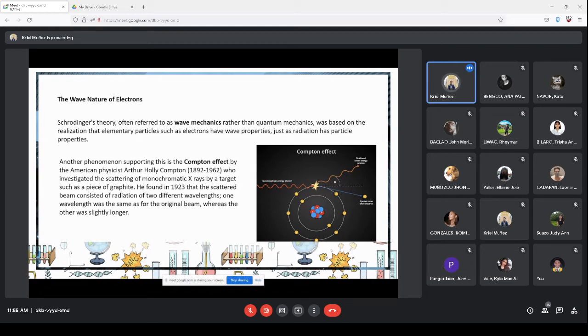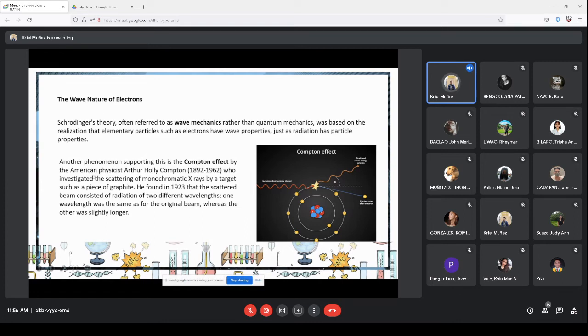Another phenomenon supporting this is what we call the Compton effect. Actually, class, yung reason kung bakit sila nag-come up with having the duality principle for light is because of the black body radiation. That's one. And then the photoelectric effect. Right? So sa dalawang yun, they found out na indeed light has this duality in nature. And also they have this Compton effect. What is the Compton effect, class?